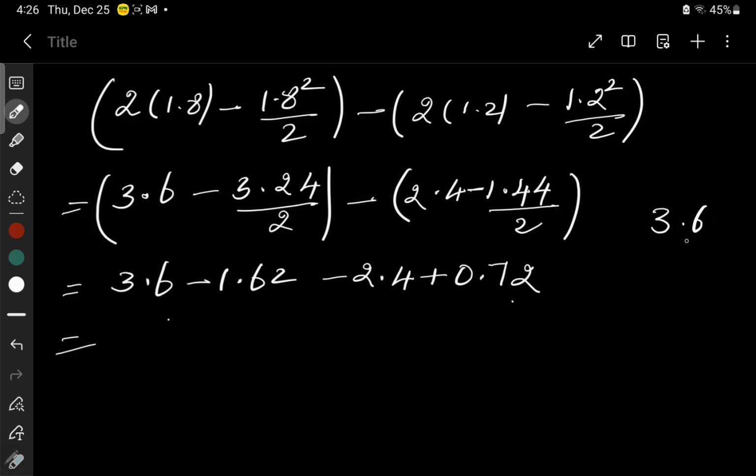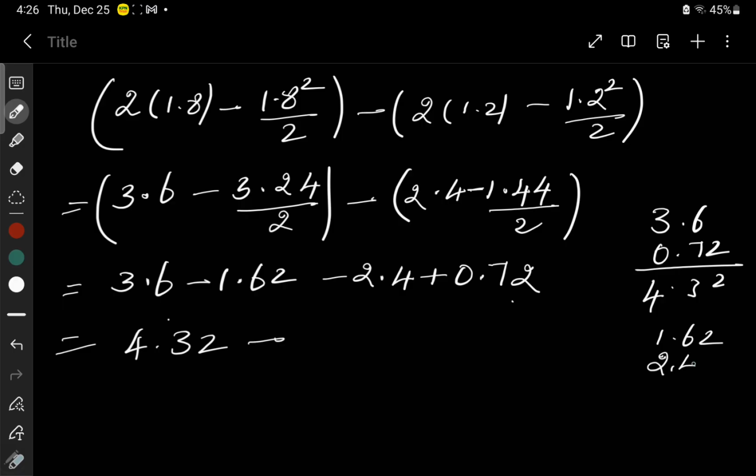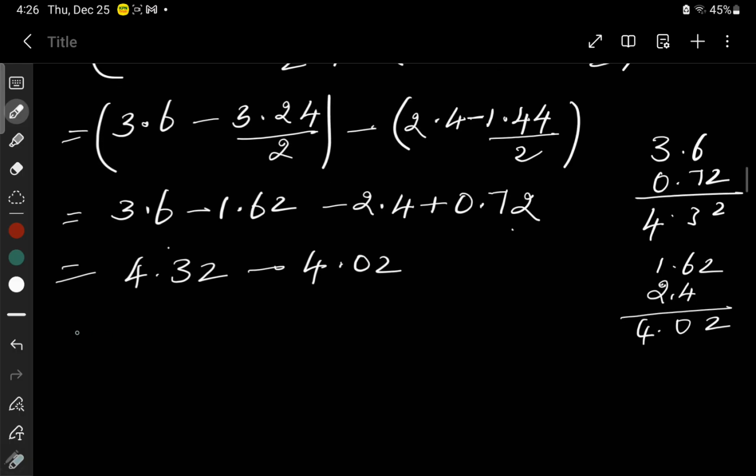See, 3.6 plus 0.72 is 4.32. Minus, you add this number, 1.62 plus 2.4, that is 4.02. So if you subtract, what you will get? 4.32 minus 4.02 is 0.3. So the answer is 0.3.